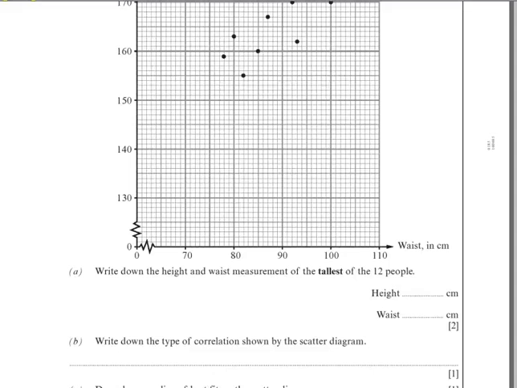So let's just put that in. So the tallest person is of height 180 centimeters, and the waist was 100, like we said. Okay, part A done.